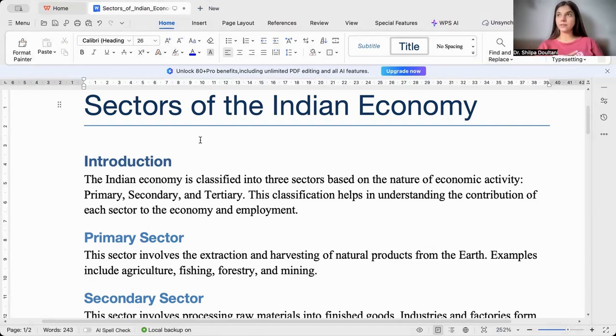Now, based on this fact, the government took the initiative to classify this, so that it helps in understanding which sector is contributing how much to India's economy and how much employment it is giving to the people of the country. This classification gives us a hierarchy of what employment each gives and how much GDP it is contributing. So this classification is very essential to understand.